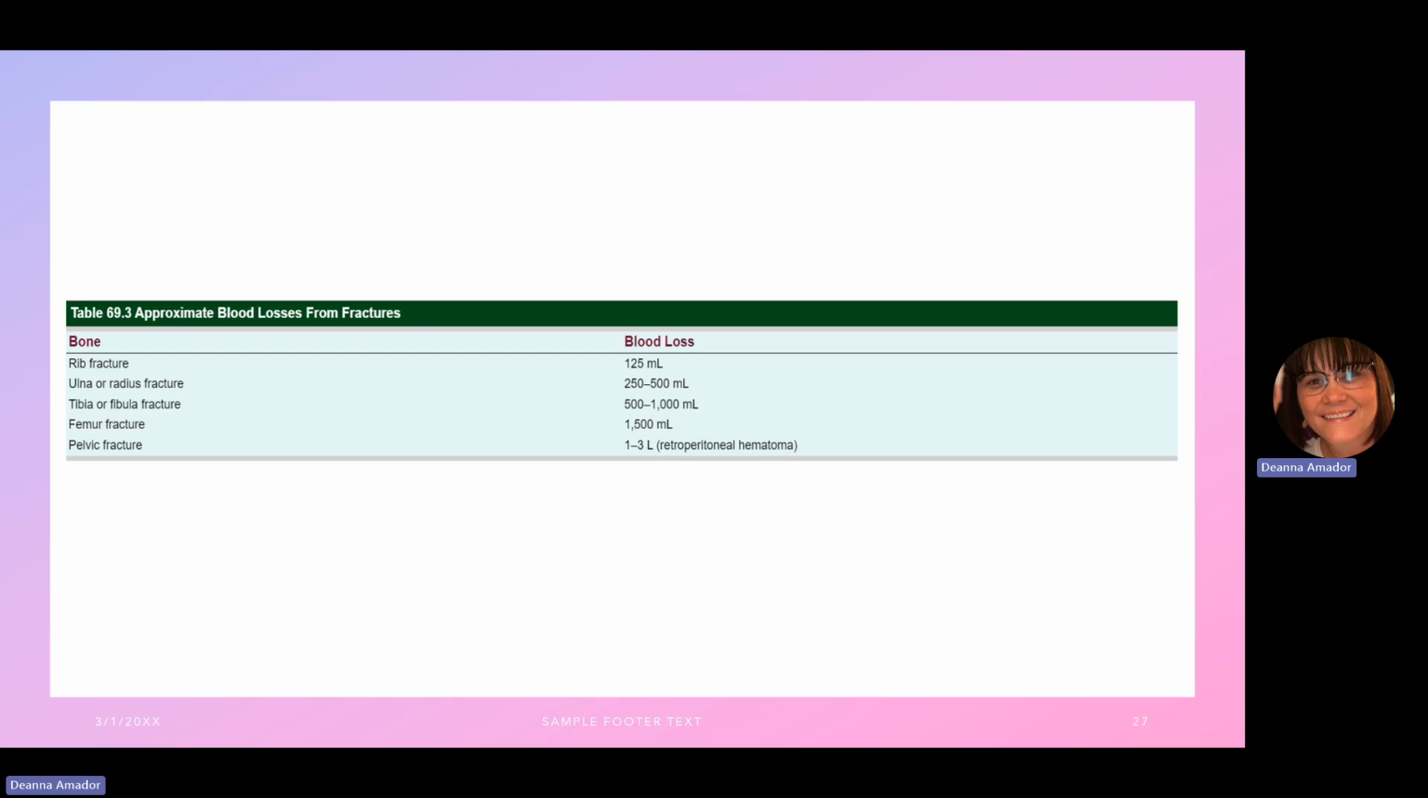It goes on to show rib fractures and then the ulna, radius, tibia, and fibula. That's getting up there. You can lose a liter in that. And then look at that femur fracture, 1,500, and then a pelvic fracture, 1 to 3 liters of blood loss. That's almost all of your blood volume when you get up to those 3 liters. They can have what's called a retroperitoneal hematoma or an RP bleed. It goes to the back. You can see it in their back. So those pelvic fractures are no joke.